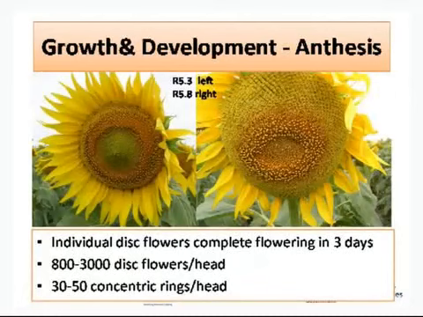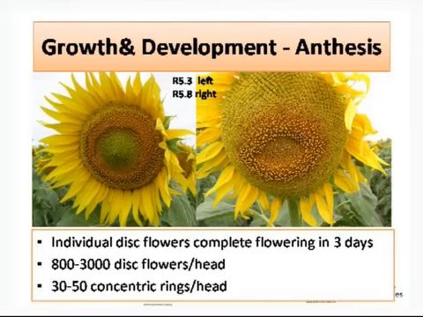Now we're getting to the stage where the head is fully open. This is R5, the only stage that is subdivided into different categories. Through R5, we separate the stages of flowering across the head by a decimal system. Sunflowers will start to flower from the outside of the head, from the outside rings, and move progressively into the centre of the head. On the left here, we would call that R5.3, so about a third of the way in, and R5.8 here as we're getting closer to the centre.